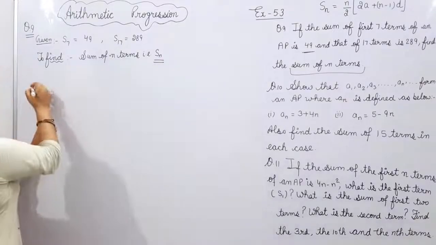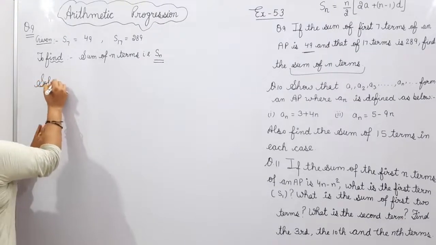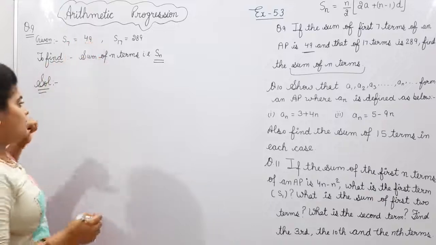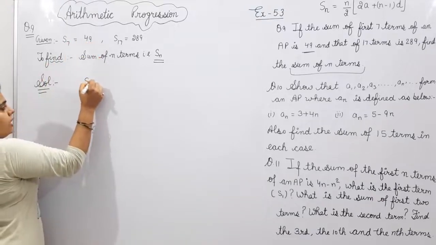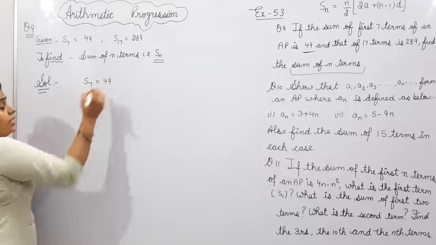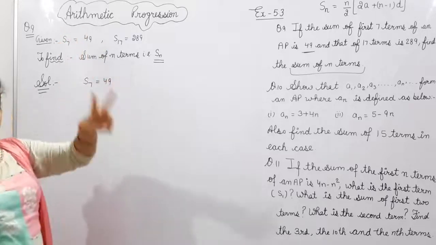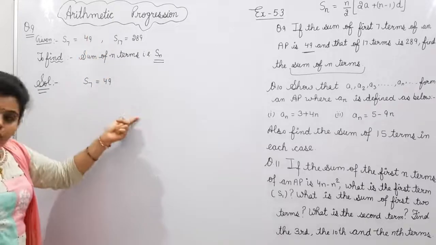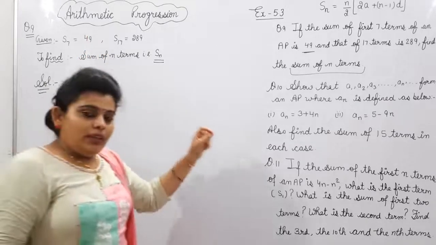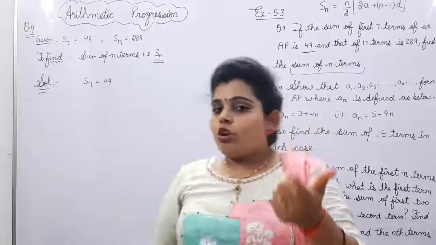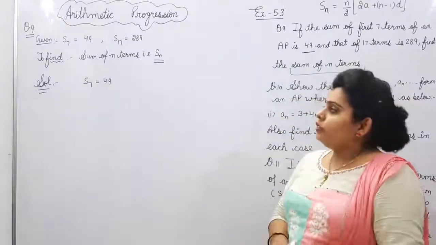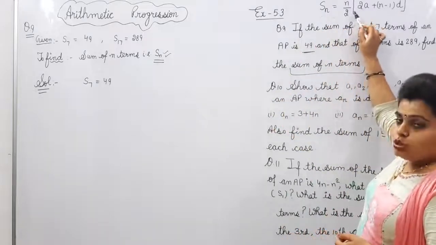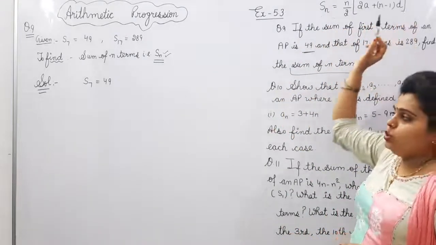Now come to the solution part. What is given? S7 is equal to 49. It is given. Yes, dear students, from these two given conditions, we will form two equations. हम यहाँ से दो equation की formation करेंगे. After forming the equations, we will solve for a and d. After that, we will find Sn. And we will use this Sn formula, n by 2 into 2a plus n minus 1 into d.